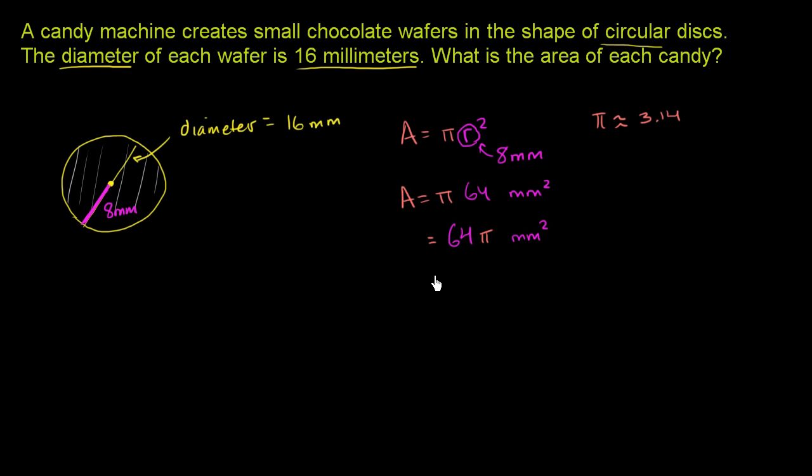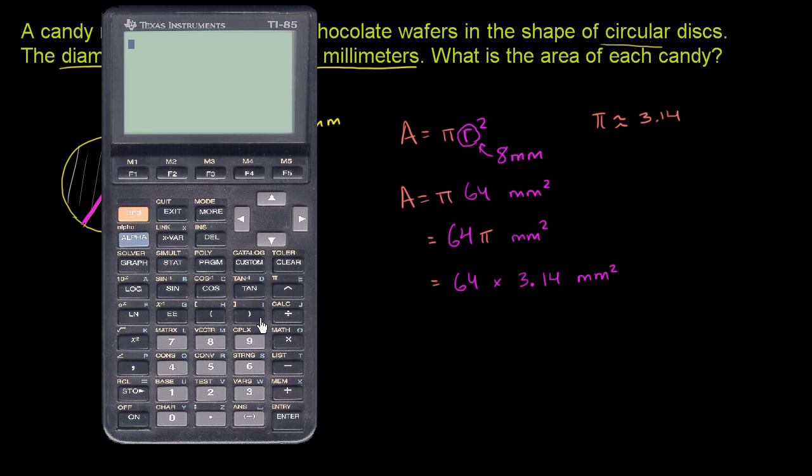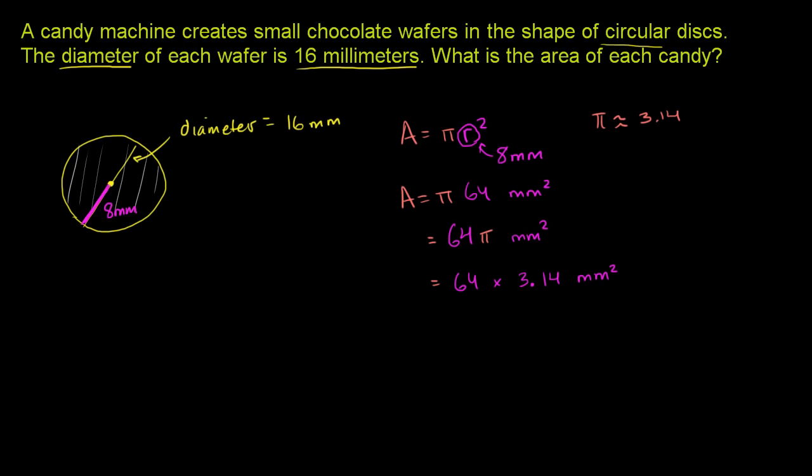3.14. So in that case, we could say that this is going to be equal to 64 times 3.14 millimeters squared. And we can get our calculator to figure out what this will be in decimal form. So we have 64 times 3.14 gives us 200.96. So we could say that the area is approximately equal to 200.96 square millimeters.